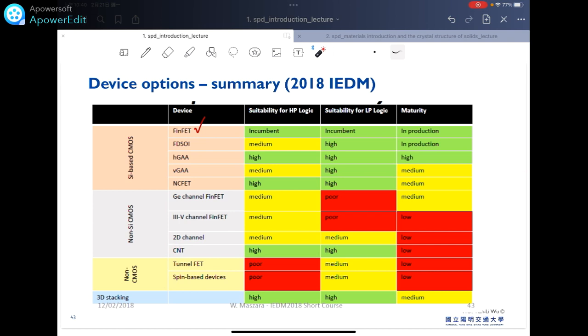So I believe that after this class, for sure you will not be familiar with every device option, but at least you will be familiar with these terms, and you will not feel too surprised when all these terms come up again.